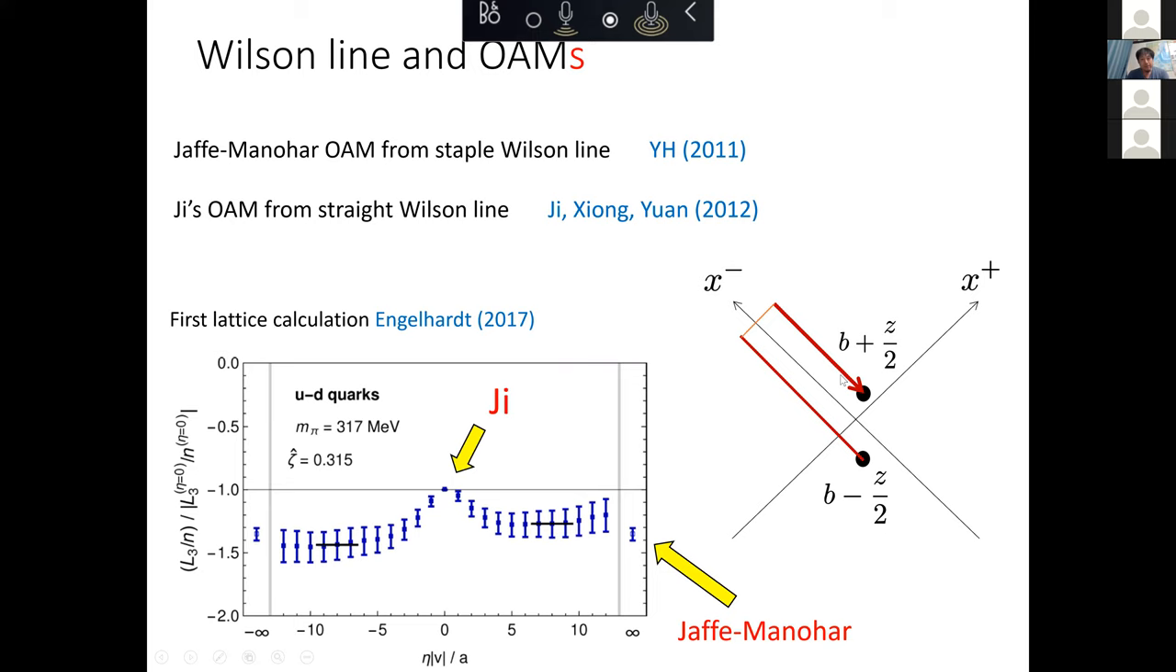Because the light cone direction is the direction in which partons move. Yes, it has a partonic interpretation. Right. Okay, I can understand it in this way.